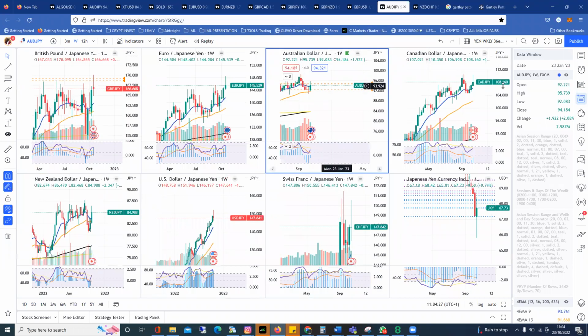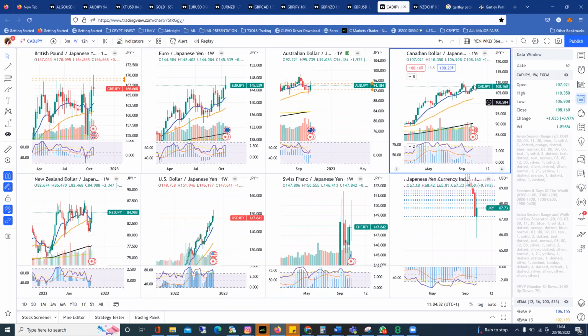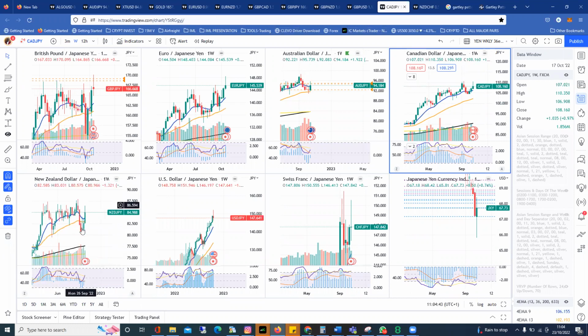So Aussie yen is one of my key ones that I'll be looking at. CAD yen has retraced back to 12 EMA and is pushing back up. So this is good for a buy as well, in line with the trend. New Zealand yen comes to 36 EMA, and then it's retracing back up to areas where there's a lot of congestion as well.